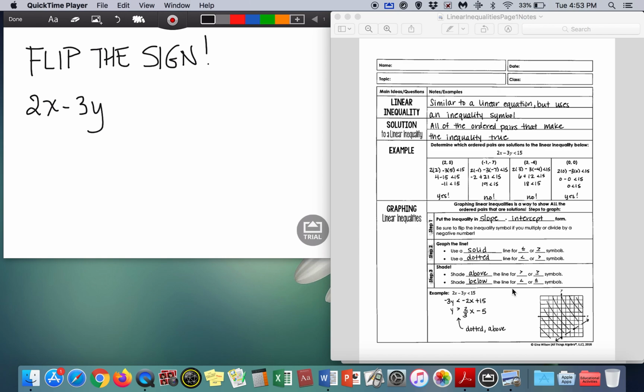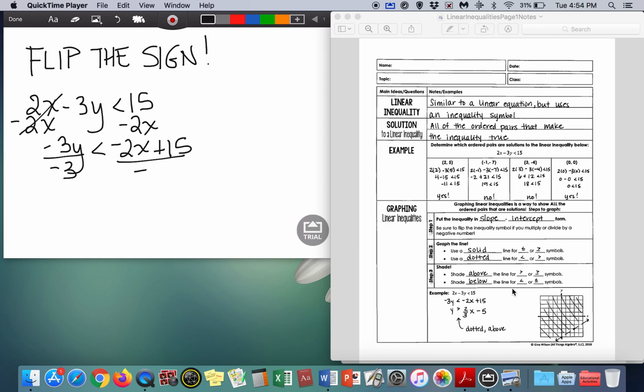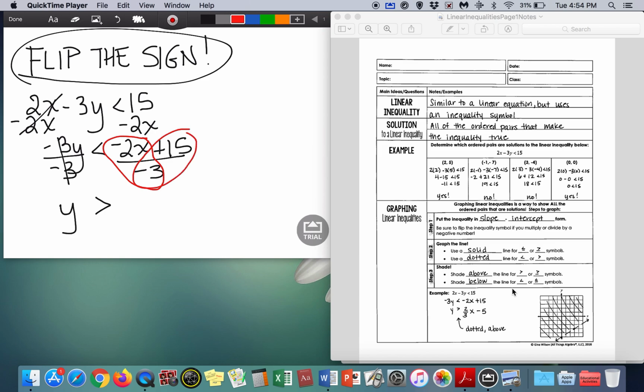So if you take a look at the first example at the bottom of this page, they want to get this into slope-intercept form, so that means get the y by itself. You're going to start by adding negative 2x to both sides. So this is just regular graphing. But when you get to the point where you multiply or divide both sides by a negative number, like we just did here, now we need to flip that sign. So that less than sign is now going to become a greater than sign. And I need to remember that I have to divide that, and I have to divide that. So I'm going to get a positive 2/3 x and a negative 5.